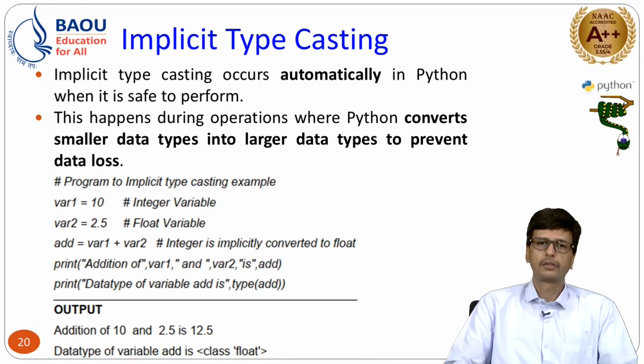Here you can see the result of implicit typecasting. Suppose variable 1 equal to 10, variable 2 equal to 2.5, and you are performing an addition operation. Here the add variable automatically has the float type, because one variable is of float type, which means integer is converted to float, that is smaller to larger. So this is done automatically. That is nothing but an example of implicit typecasting.